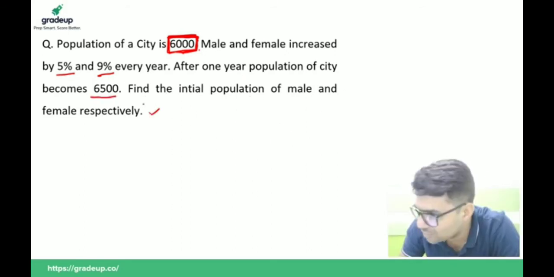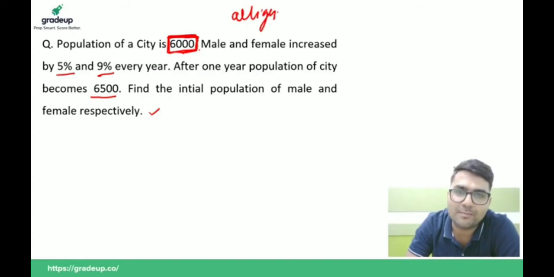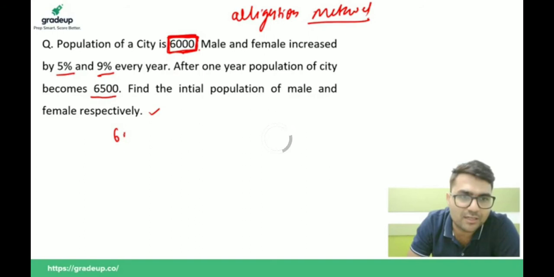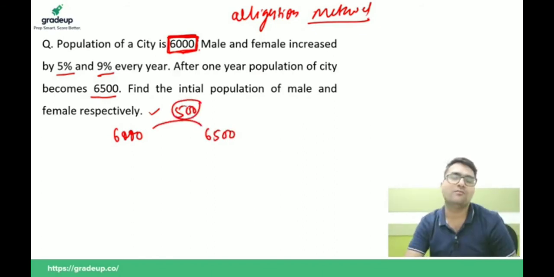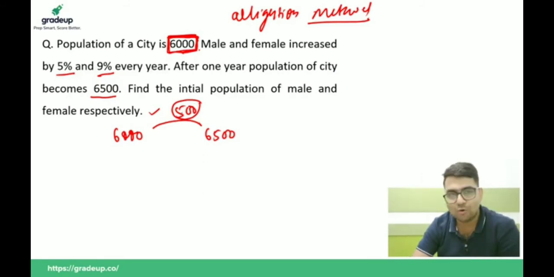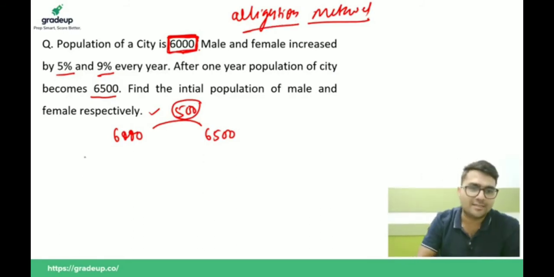So guys, for this question, we will go by the allegation method. Now, if the population of the city is 6,000 and it will become 6,500, then the population increases by 500. You can say this is the increment in the population in 1 year. This includes male and female both. So I will go by the allegation method, as you already know. Here I am writing male, here I am writing female. So male increases by 5%, female increases by 9%, and both increase by 500.